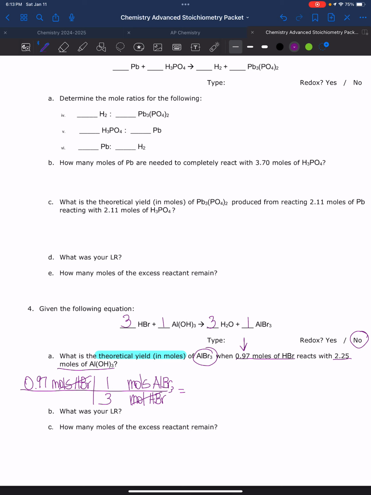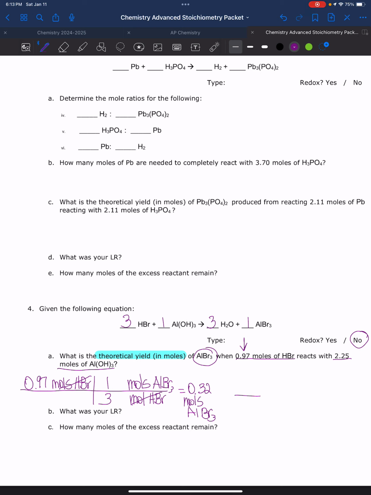Okay, so 0.97 divided by 3. That's what you should have typed into your calculator. And I get 0.32 moles of aluminum bromide. Okay, so I've worked my first problem.